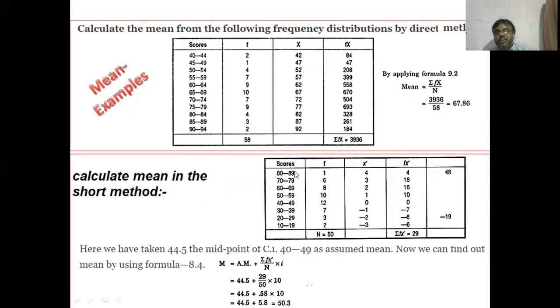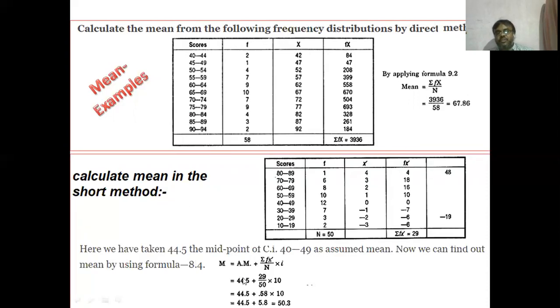And how will we take the assumed mean into account? How many observational entities are there? 1, 2, 3, 4, 5, 6, 7, 8. Since there are 8 entities, we take the fifth entity, this one, 40 to 49, as our central value. So 40 to 49 means 44.5. So 44.5 will be the assumed mean.